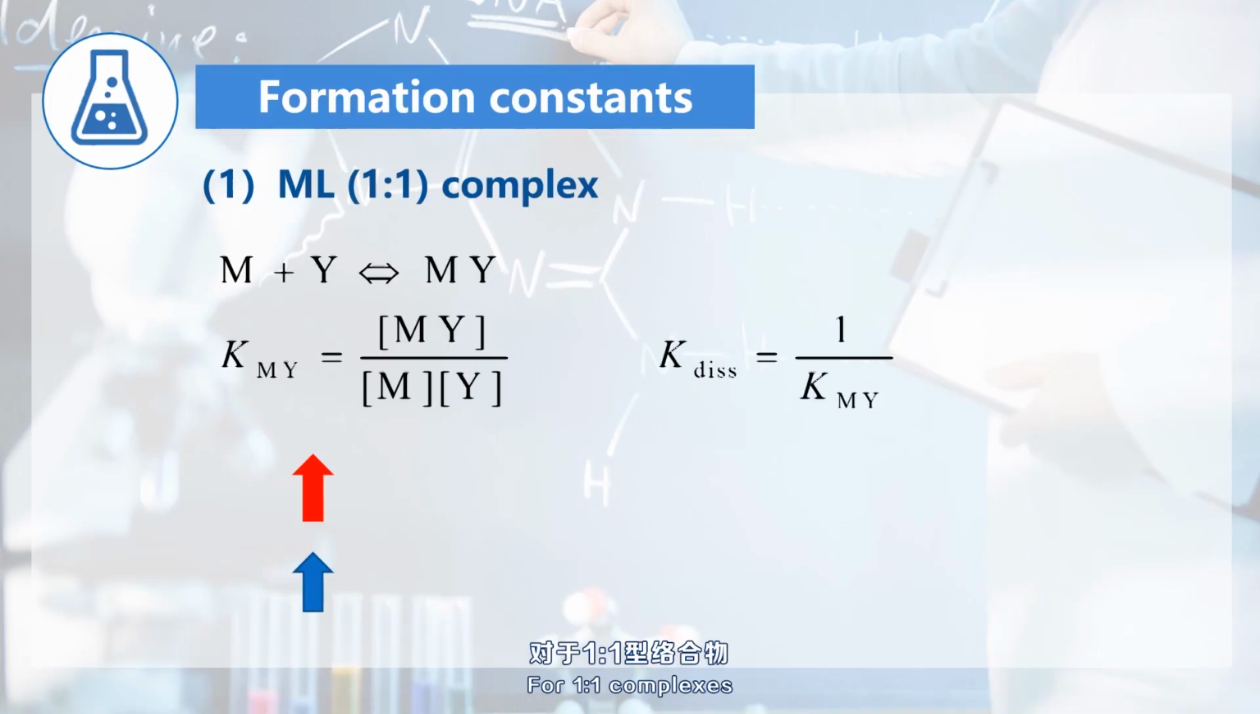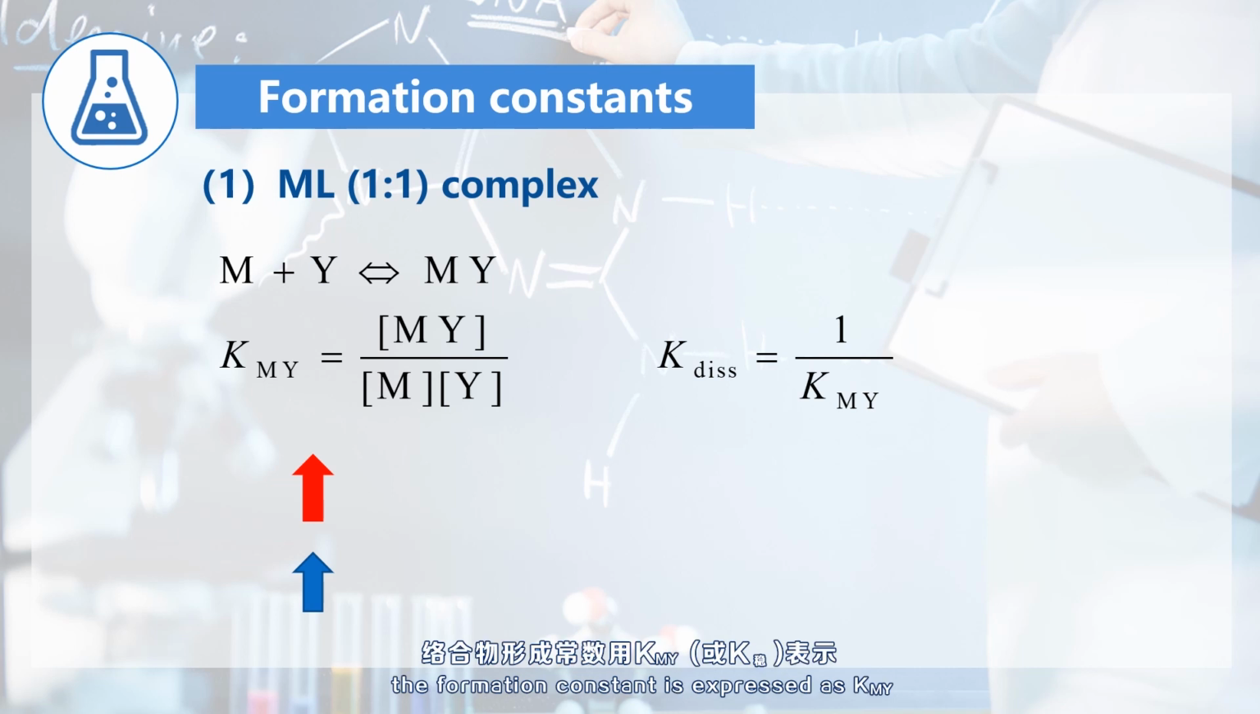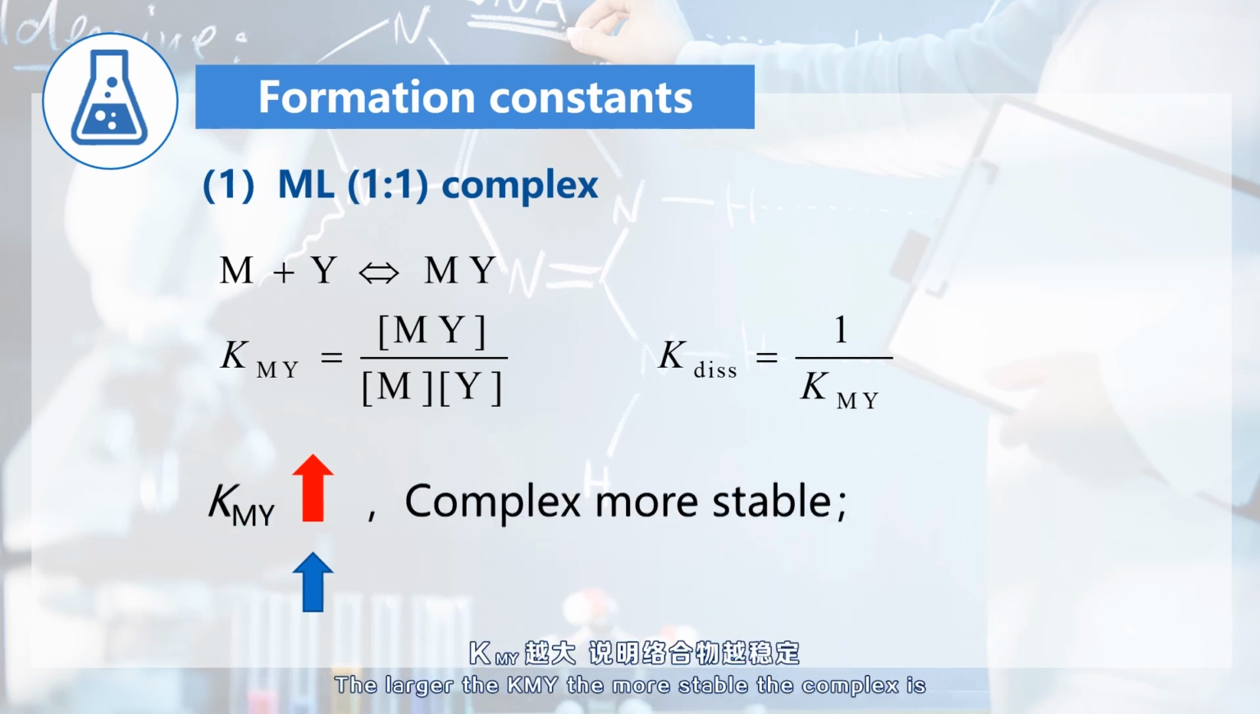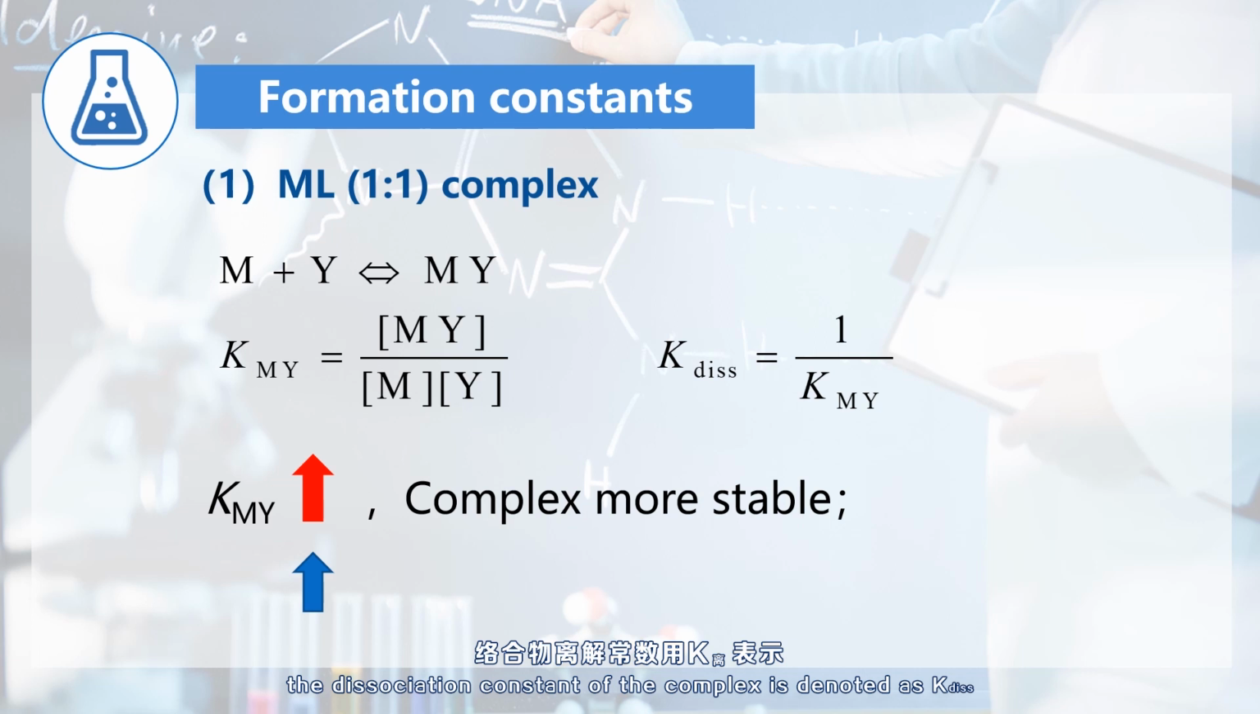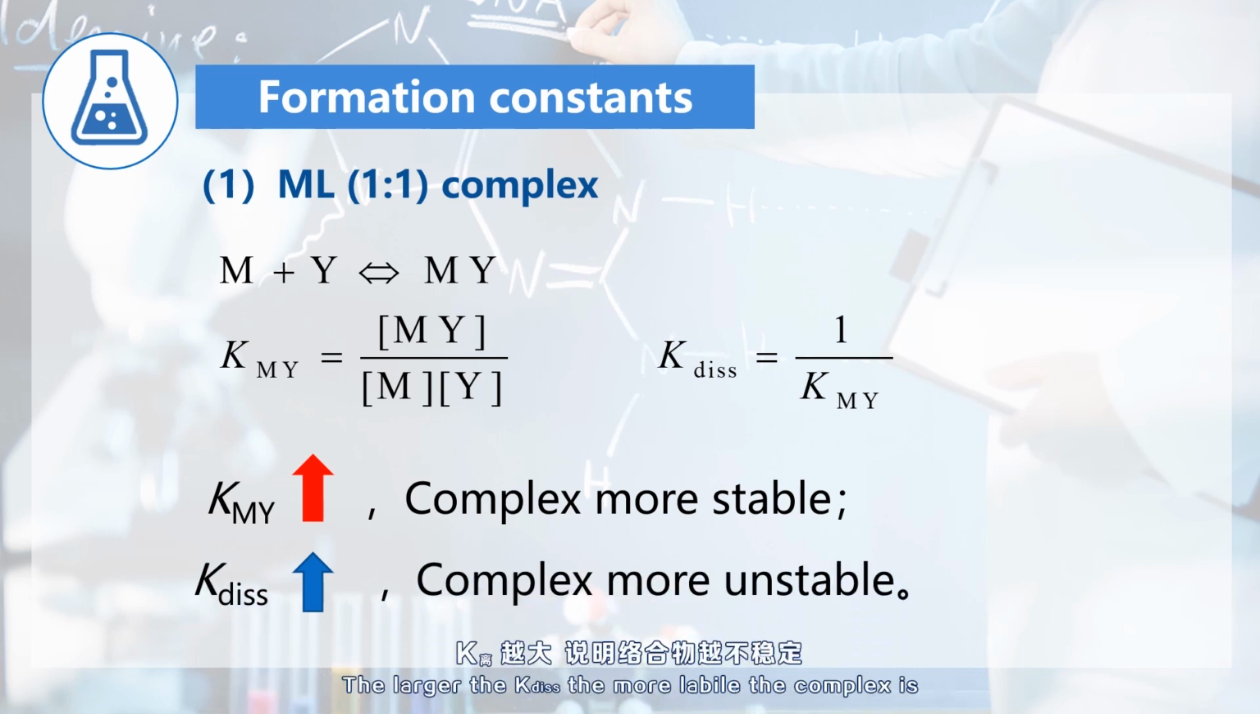For 1-to-1 complexes, such as the metal EDTA complexes, the formation constant is expressed as KMY. The larger the KMY, the more stable the complex is. On the other hand, the dissociation constant of the complexes is denoted as K dissociation. The larger the K is, the less stable the complex is.